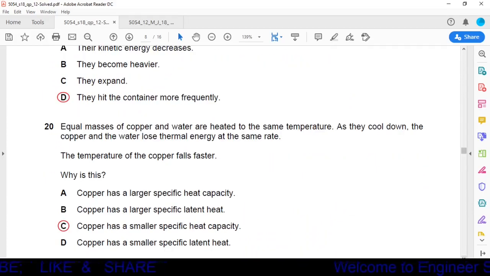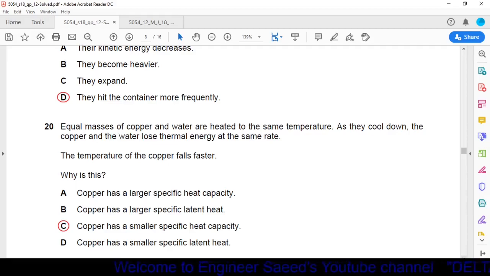Question number 20. Equal masses of copper and water are heated to the same temperature. As they cool down, the copper and the water lose thermal energy at the same rate. The temperature of copper falls faster. Why is this? Okay, when we cool down both copper and water, the specific heats of copper and water are different. Specific heat of copper is much less than the specific heat of water. So we can say when we are cooling down, copper will cool down earlier because of its smaller specific heat.